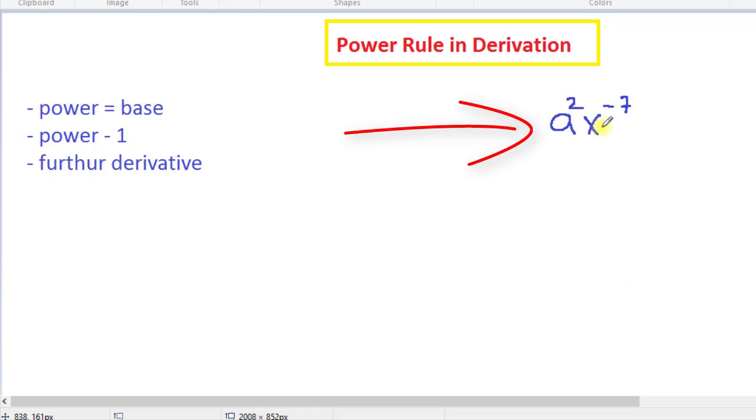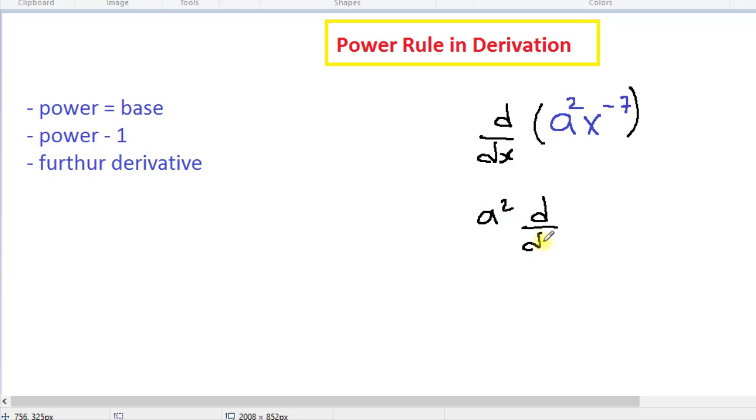We have to differentiate it with respect to x. You can see that here a square is constant, so we are putting it out and we will differentiate x power minus 7. So a square, and now we will apply power rule on it. You know the first step of our rule is change the power into base. So the power is minus 7. I have changed it into base.